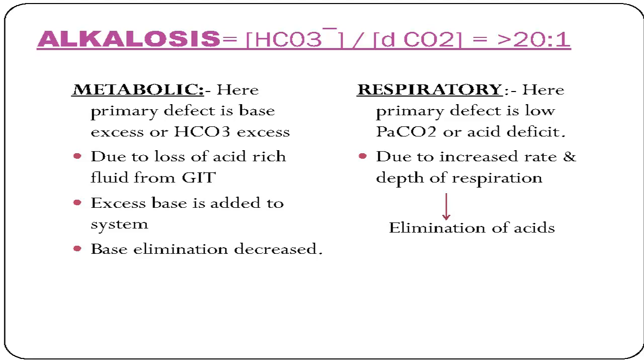And what is the condition in case of respiratory alkalosis? Here the primary defect is acid deficit. This occurs when, due to increased rate and depth of respiration, carbon dioxide is washed off. So there is acid deficit. This leads to the alkalosis. Clear?